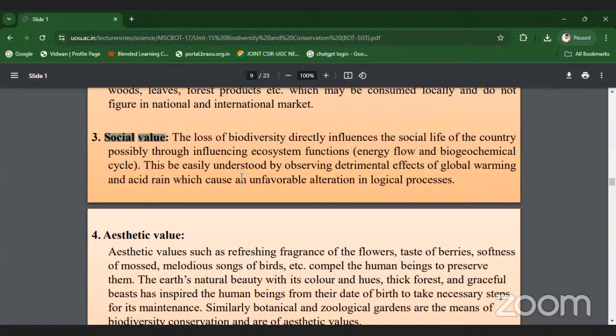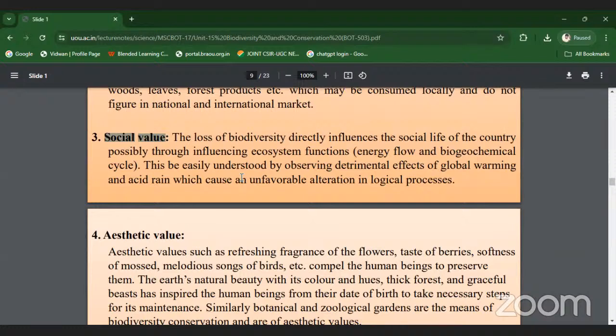And it gives food and medicine, already discussed under productive value. Biodiversity consists of a richness of plants. These plants may be beneficial for food, for commercial value, for medicine, whatever it may be.